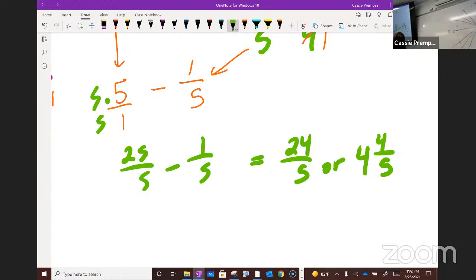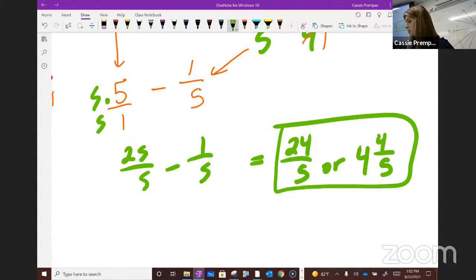Do you guys remember how to change an improper fraction to a mixed number? Just as a quick reminder, you ask how many times does 5 go into the numerator evenly? So 5 goes into 24 4 times evenly. But then how many remainders do you have? 4. So it's 4 4/5. So just a quick reminder for working with improper fractions and mixed numbers. Nice. Last one.